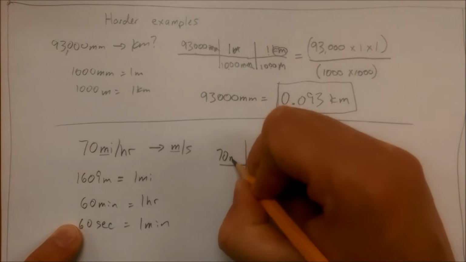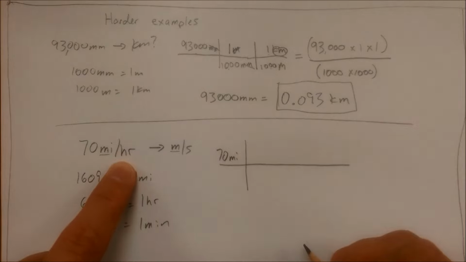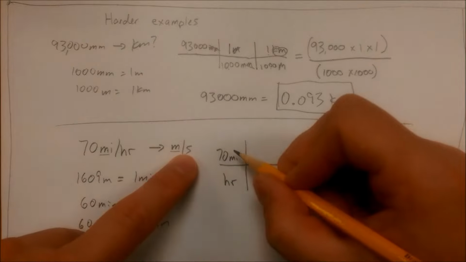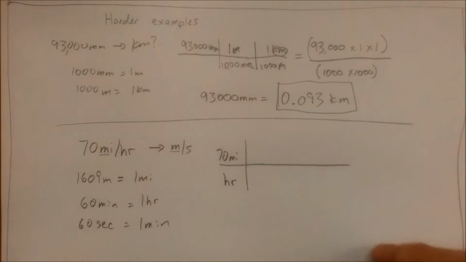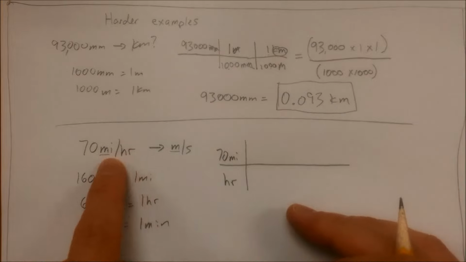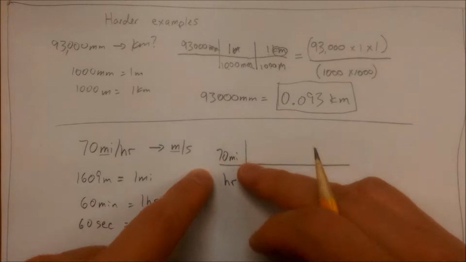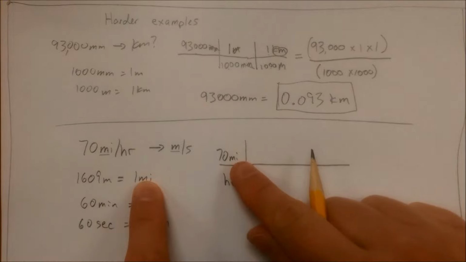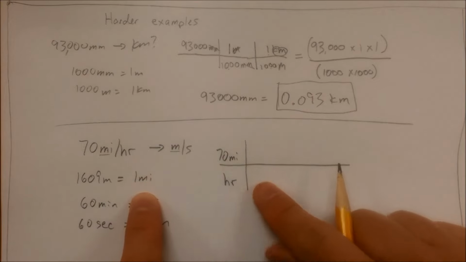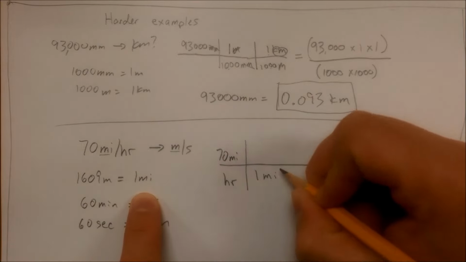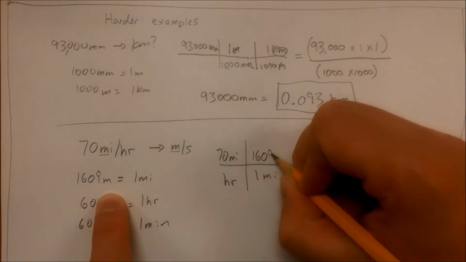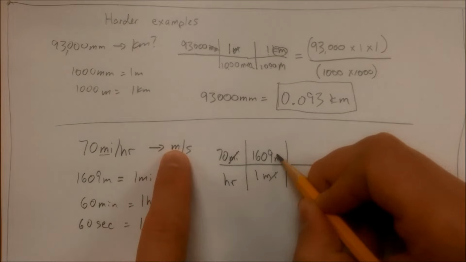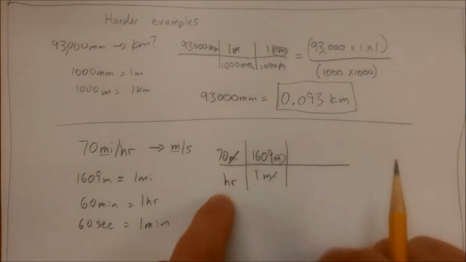So I have 70 miles, and here's where it's different. When you have 2 units like this, that bottom left box is where you put the bottom unit. So 70 miles per hour. Okay. And you have to decide when doing one of these with multiple units like this, which unit to deal with first. Let's go with the top. So I'm going to start with miles. And now I need to put miles down here to cancel up there. So I'm going to put 1 mile, and then up top will be 1,609 meters. The miles cancel, and I have meters up top. That's what I want. So I'm done with the top unit.